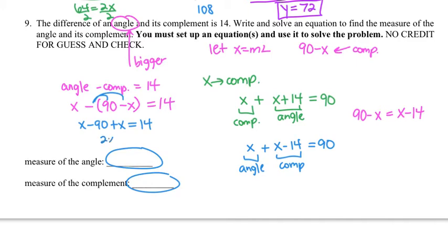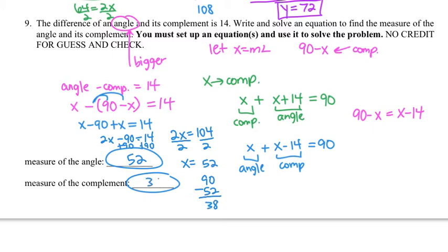So I'll just solve this one. 2x minus 90 equals 14. You add 90 to both sides, and you get 2x is equal to 104. Divide by 2, it's 52. So x is 52, that's the angle in that equation. Then I just do 90 minus 52 to get 38. That is your complement there. And you'll get that same answer no matter which way you solve it. All right, that's it for number 9.